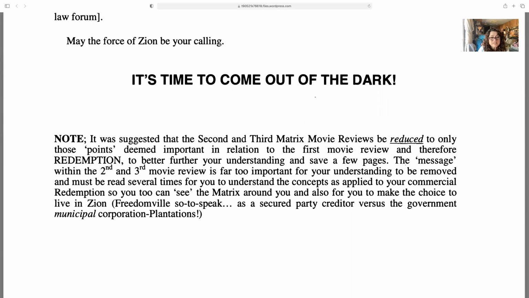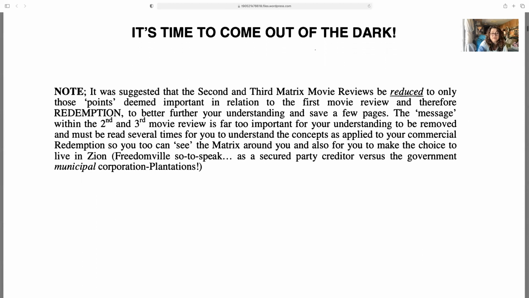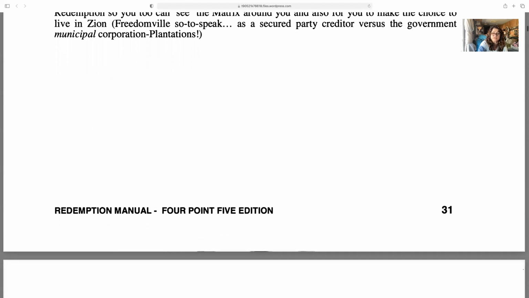Note, it was suggested that the second and third Matrix movie reviews be reduced to only those points deemed important in relation to the first movie review, and therefore redemption, to better further your understanding and save a few pages. The message within the second and third movie review is far too important for your understanding to be removed and must be read several times for you to understand the concepts as applied to your commercial redemption, so you too can see the matrix around you, and also for you to make the choice to live in Zion, Freedomville, so to speak, as a secured party creditor versus the government, municipal, corporation plantations.